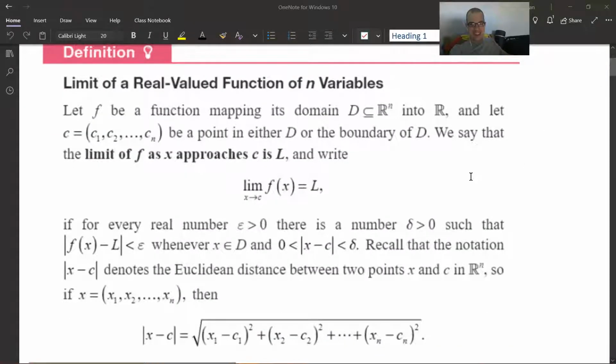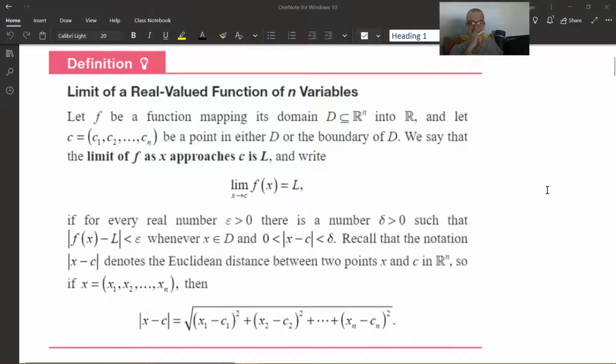This is a nice way to start off our lesson with the delta epsilon definition of limits for multivariable functions. Let's take a look at the high points here. Let f be a function mapping its domain, which is a subset of Rn, into R.